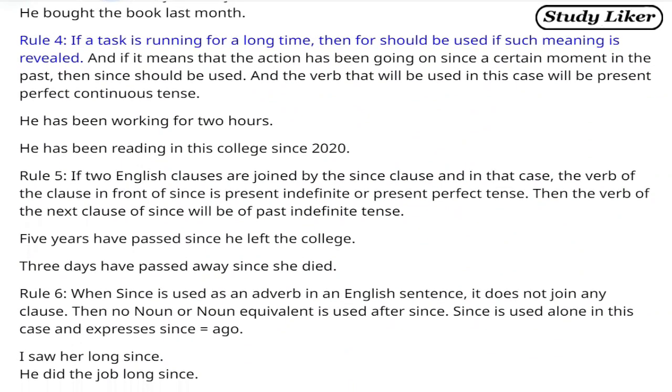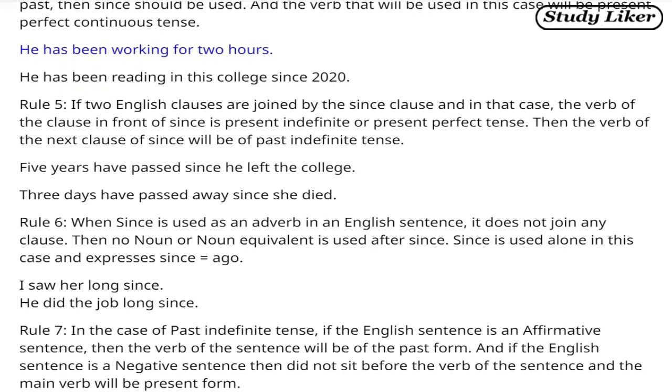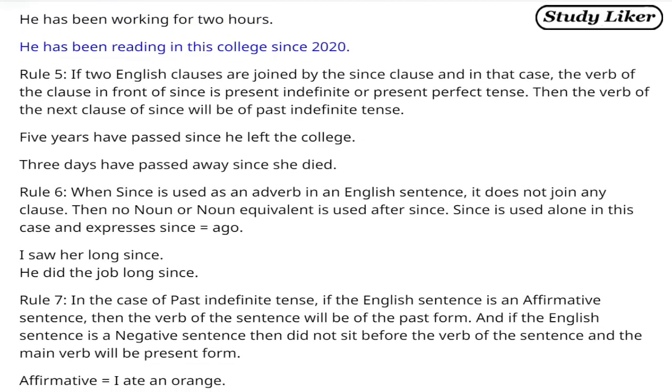Rule 4. If a task is running for a long time, then for should be used if such meaning is revealed. And if it means that the action has been going on since a certain moment in the past, then since should be used. And the verb that will be used in this case will be present perfect continuous tense. He has been working for 2 hours. He has been reading in this college since 2020.